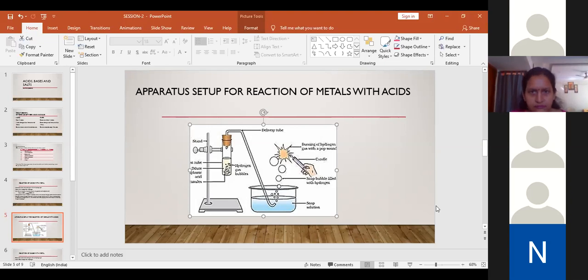So when we put it in the soap solution, it comes in the form of bubbles, and when a burning splinter is brought close to it, we can hear the sound of bursting. Yes. So if the soap solution is not there, neither the popping will be audible, nor we will be able to locate the hydrogen in the air.